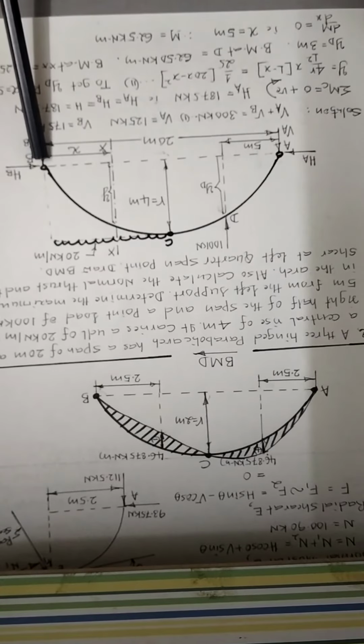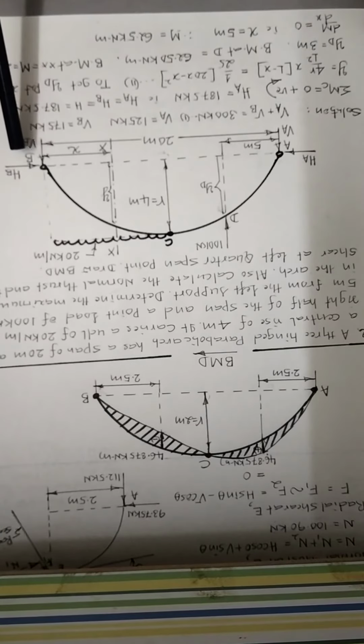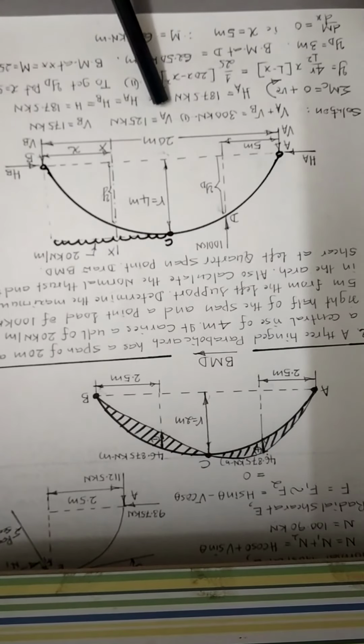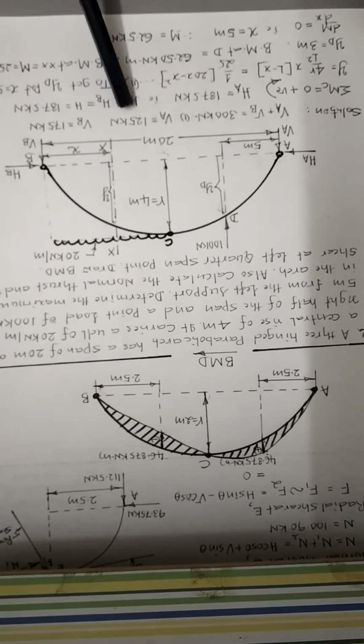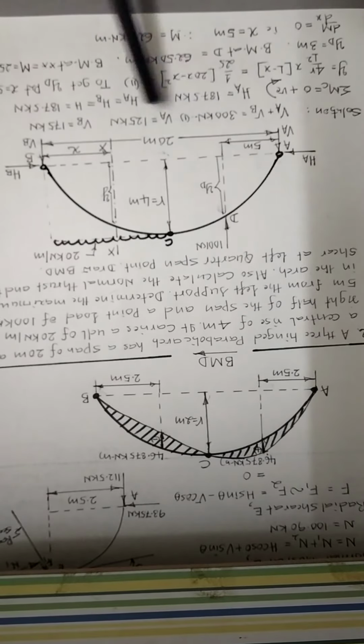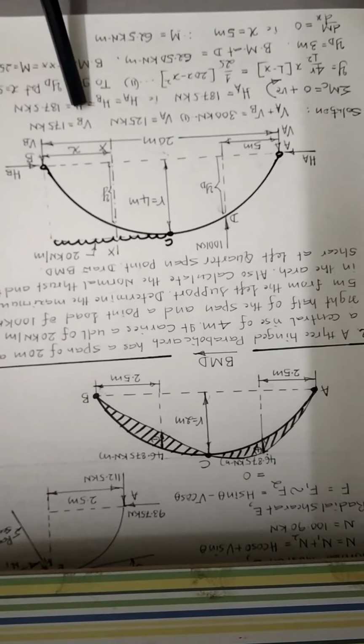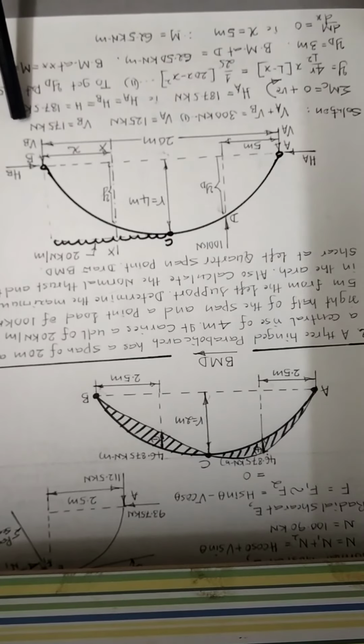While writing the moment equation, we have to assume that moment due to upward forces is positive, and moment due to downward forces is negative. Moment due to horizontal thrust is always taken similar to the downward load. Now solve for VA. VA works out to be 125 kilonewton. After knowing VA, substituting that value in equation 1, evaluate the value of VB. VB works out to be 175 kilonewton.